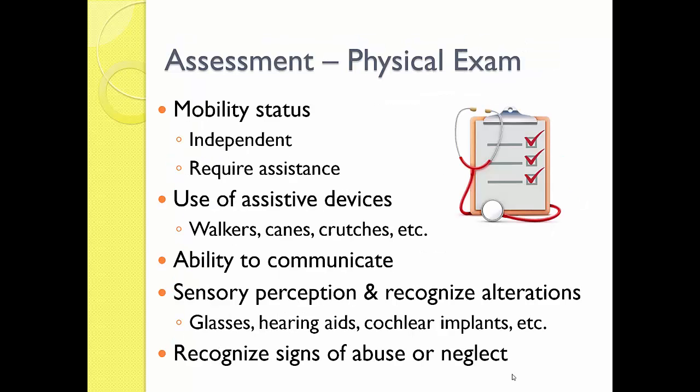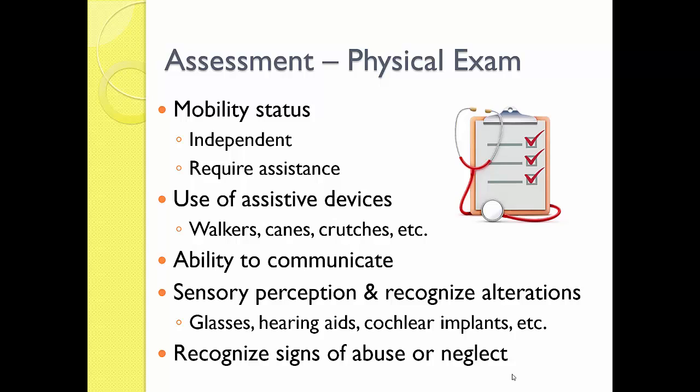And then we look at physical exam. Their mobility status. Is this patient 100% independent and able to do things on their own safely, or do they require some assistance? And that could be whether it's one person or two-person assist, but whatever they need to be mobile and to be safe. Use of assistive devices. Do they use any walkers, canes, crutches, and are they using them properly?